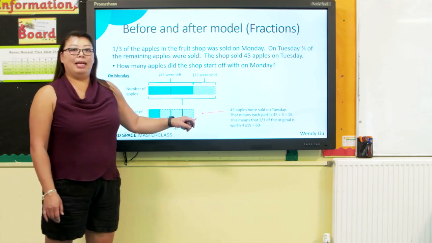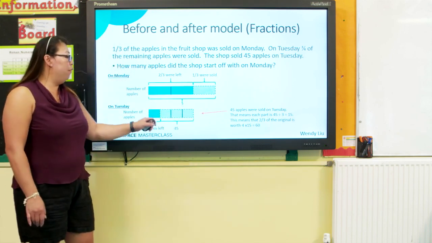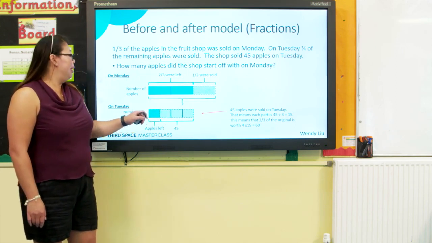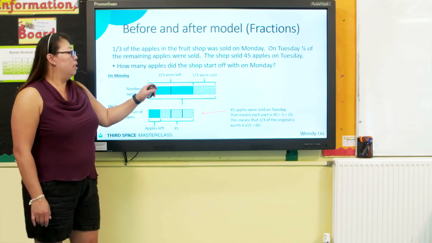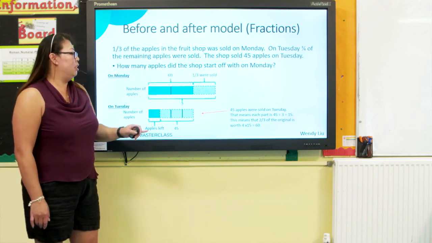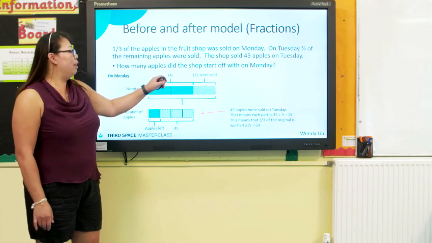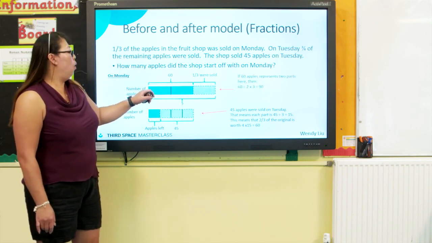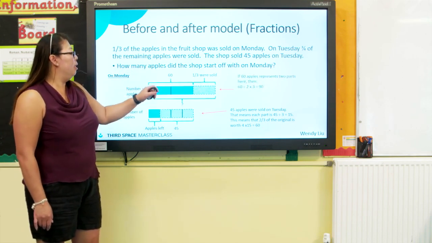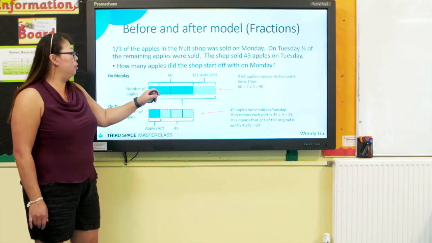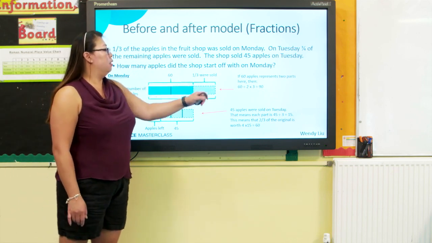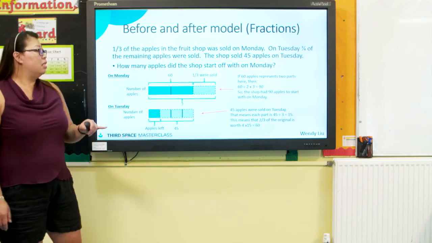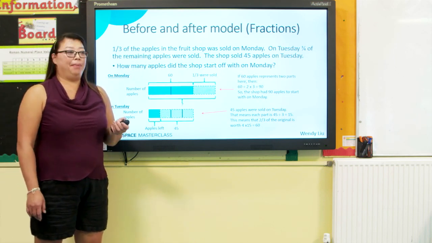If we know that each part is 15 apples, then the whole of this bar would be 4 lots of 15, which would be 60 apples, which is the same as these 2 bars. So these 2 bars here are 60. Now if we know that these 2 bars are 60, then we can work out what the whole bar is, because one part here would be 30, 60 divided by 2, and we've got 3 of them, so that would be 90 apples. 30, 60, 90. So the shop started off with 90 apples on Monday.